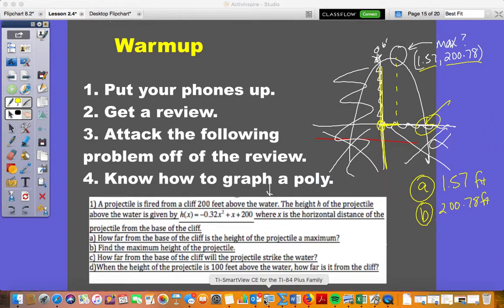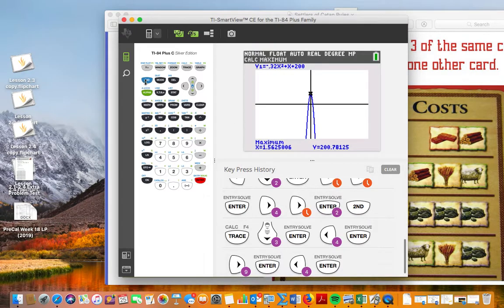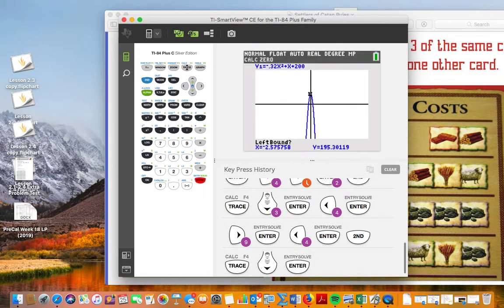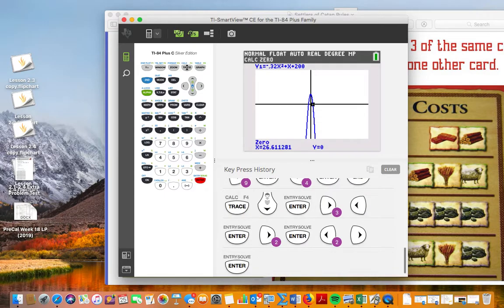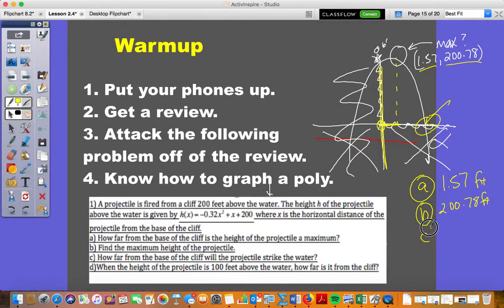So we'll go here, and then we'll go second trace, go to 0. Big thing is, remember, left bound is above or to the left of it, so it's going to be over here. Press enter. Right bound's to the right, below it, and then somewhere in the middle is my guess. Okay, so 26.61, and that would be C. So 26.61 feet is the distance until it hit the actual water, okay? And then D, when the height of a projectile is 100 feet above the water, how far is it from the cliff?